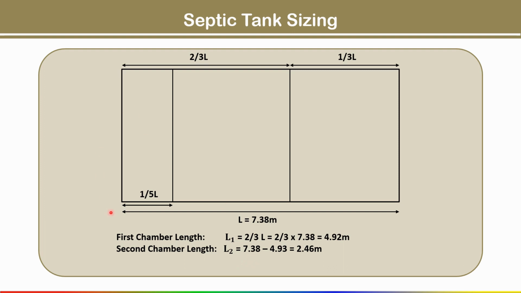Otherwise, what you have to do is take the total length of the septic tank minus the first chamber length which you calculated, and you will get the second chamber length. Or if you want to calculate using the formula 1/3 of the total length of the septic tank, you will get the same value. In this way we have to calculate. Now, the baffle wall distance from the corner is 1/5 of the total length, so the distance we have to maintain is 1.5 meter. In this way we find the dimensions of the septic tank by using the water supply method.